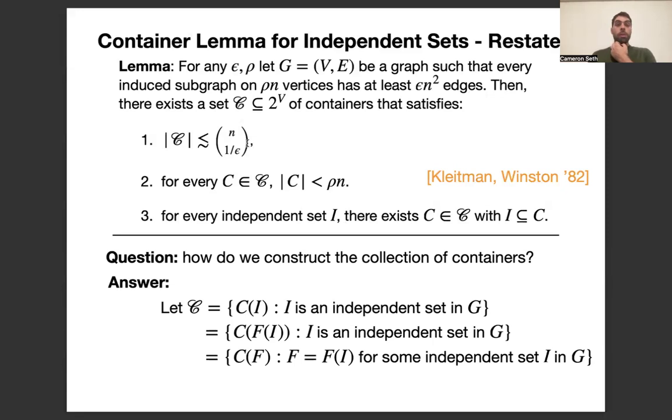That's how we get this bound of at most n choose 1 over epsilon containers. It's because our fingerprints are going to be of size roughly 1 over epsilon, and so there are only n choose 1 over epsilon possible ways you could make a fingerprint. So I won't go into more details. In order to prove this lemma, you also have to show that the containers are small. But this is, again, the rough idea of how you construct this collection of containers and why these containment properties hold.